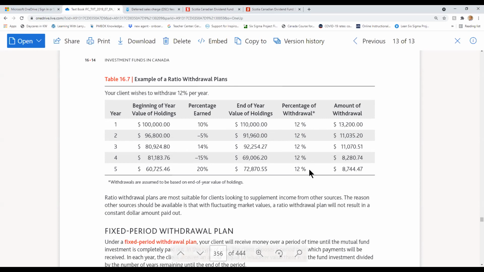So same way, the only difference here is a percentage. You have to calculate what is 12% of this, what is 12% of this, what is 12% of this. In the previous one, it was just minus 10,000, minus 10,000, minus 10,000. Right? Clear?